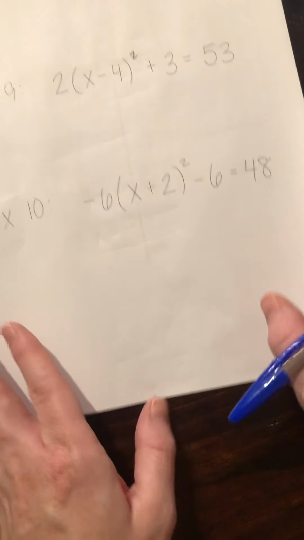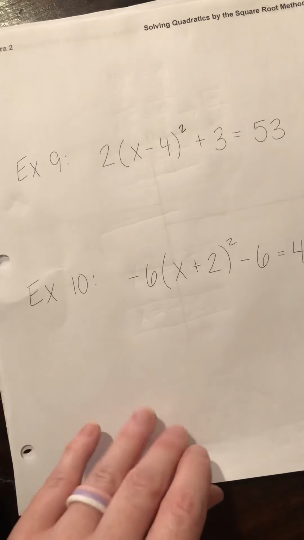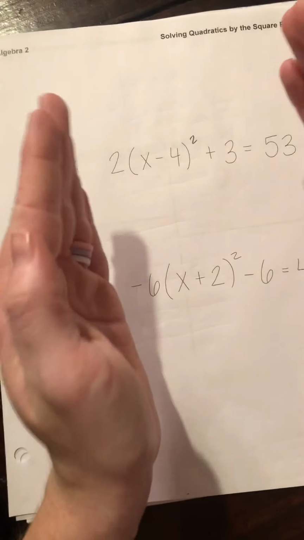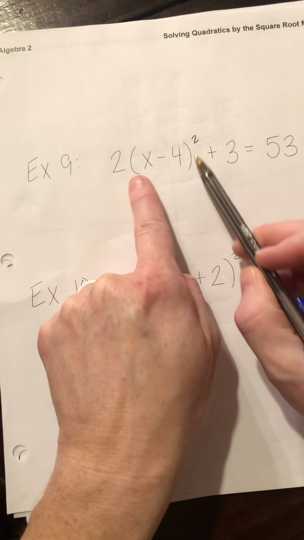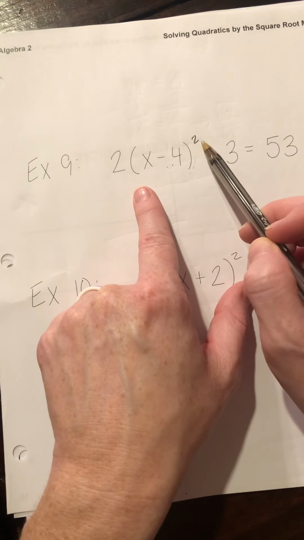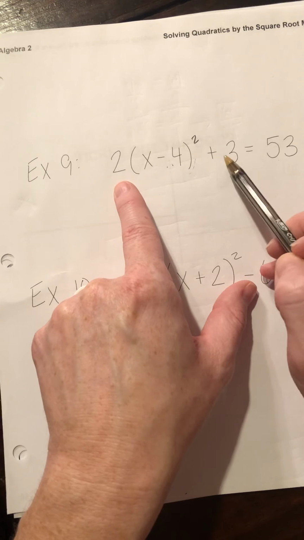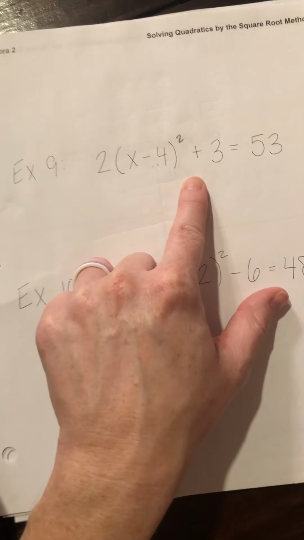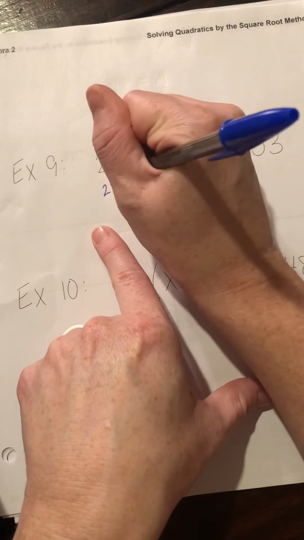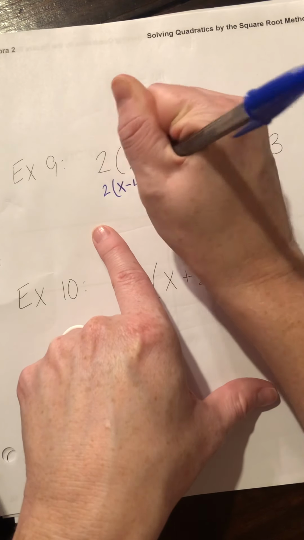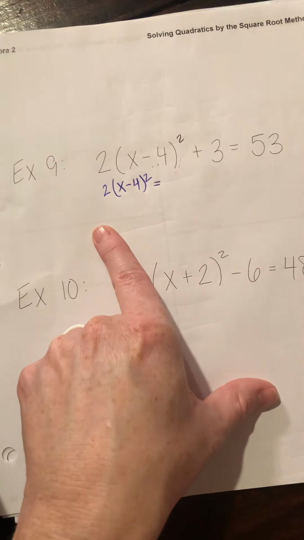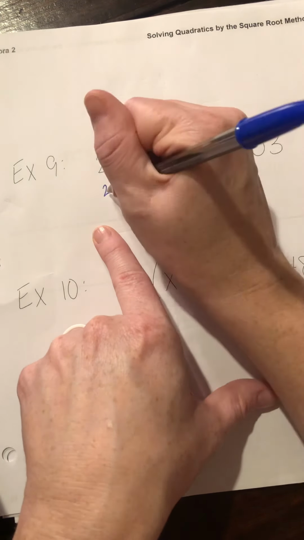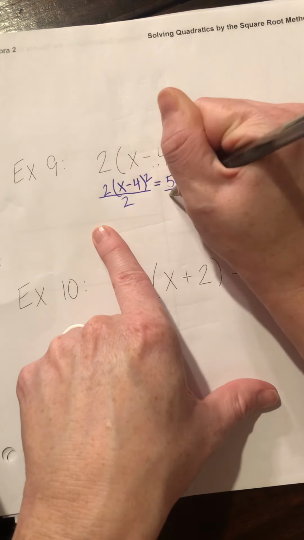All right, 2 more examples, and then I'm going to have you just kind of try and see how you do, okay? All right here. I got to work my way from the outside in. So I cannot touch anything on the inside of the parentheses until I get rid of the square. But notice I've got a 3 and a 2 that I need to get rid of. The first thing I'm going to do is I'm going to subtract 3 on both sides. So that's 2 times x minus 4 squared equals, let's see, 53 minus 3 is 50. The next thing I'm going to do is divide both sides by 2.